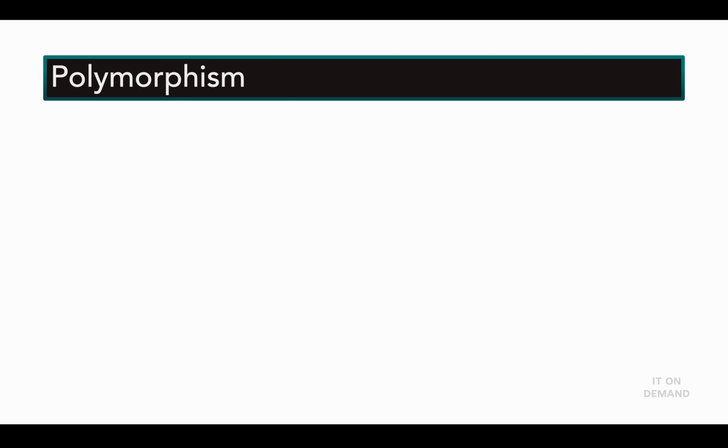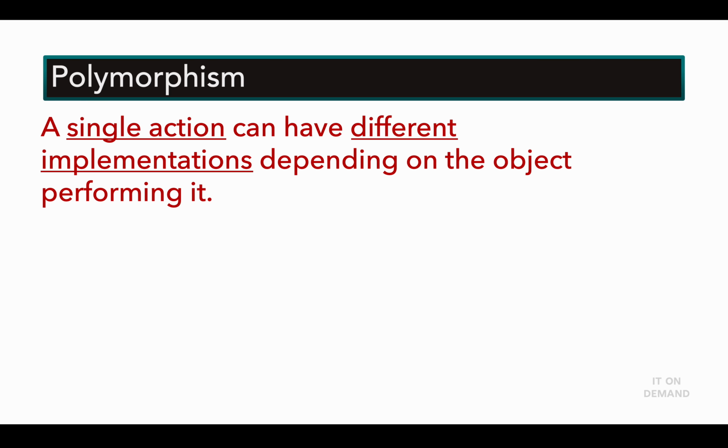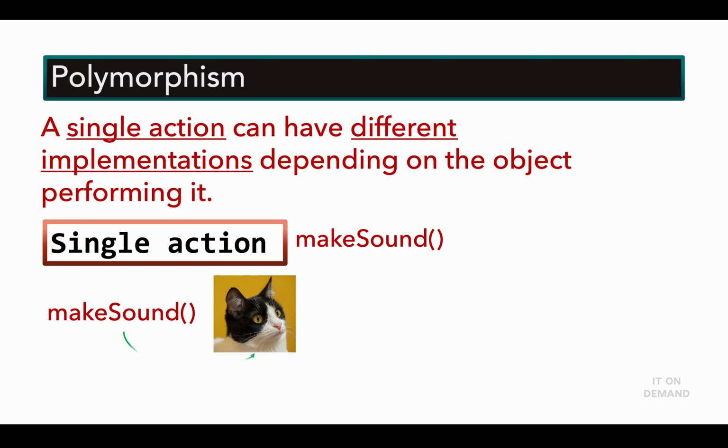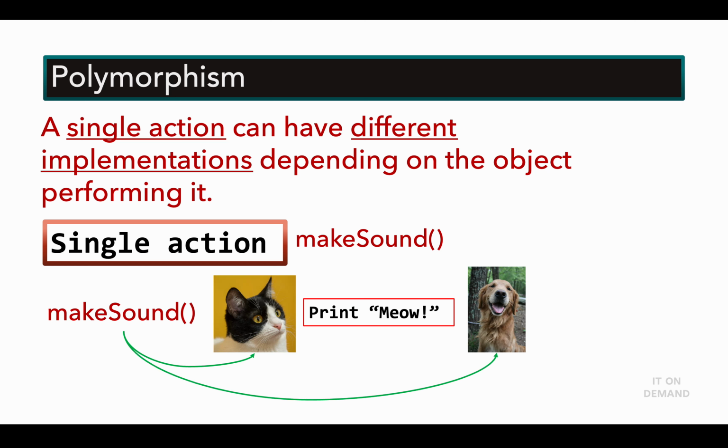Now, let's get back to our definition of polymorphism. We said it's a situation where you have a single action having different implementations depending on the object performing it. And let's recall that from the previous example, the single action there was make sound. So we can say, hey, Tweety make sound, and Tweety just squawks. When we say Jax make sound, Jax does woof. And so if we call make sound on the cat, it prints meow, and we call the same make sound on the dog, which is in this case Jax, we print woof.